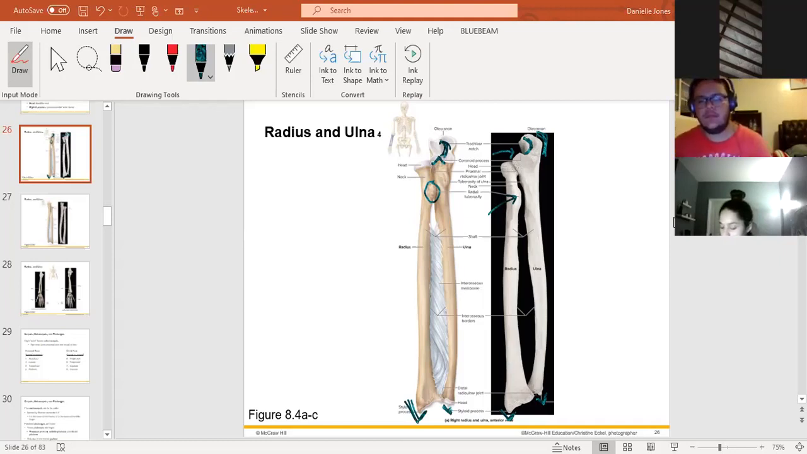Can you explain that again? So radius is on the lateral side and ulna is on the... Radius is on the lateral side because it's the thumb side. And when we think of anatomical position, our thumbs are on the lateral side because we have palms forward. So the thumb is lateral and therefore the radius is rad on the thumb side. Thumbs up.